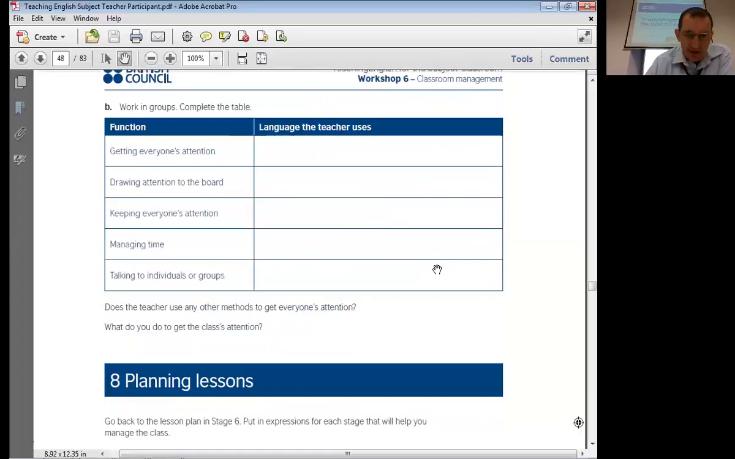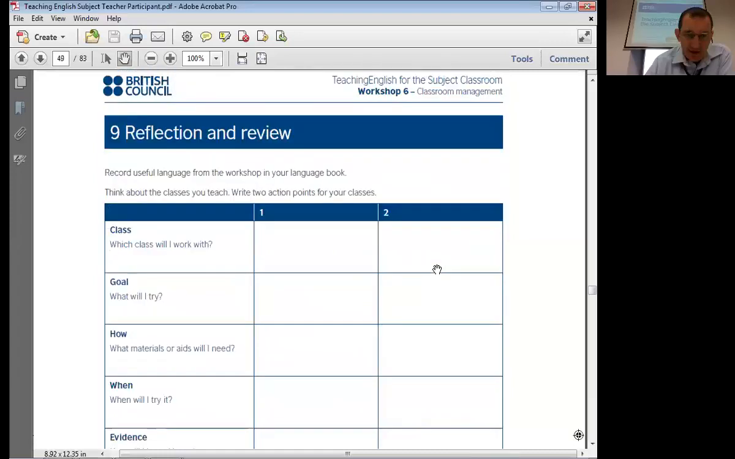Okay, next part of this stage is they have to complete the table. So the function getting everyone's attention, the participants must write down what the teacher actually said when she wanted to get everyone's attention.